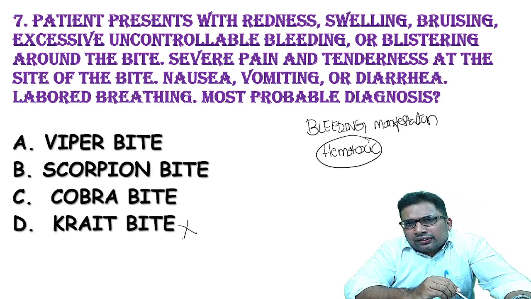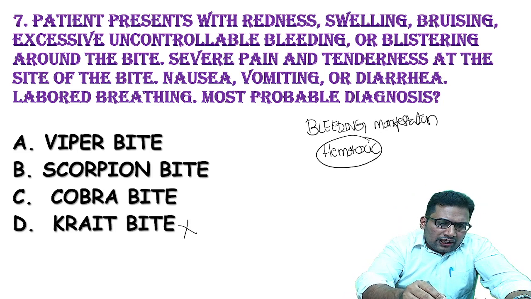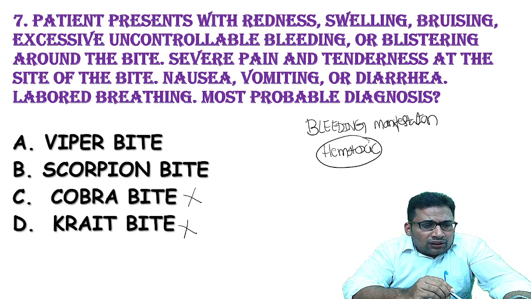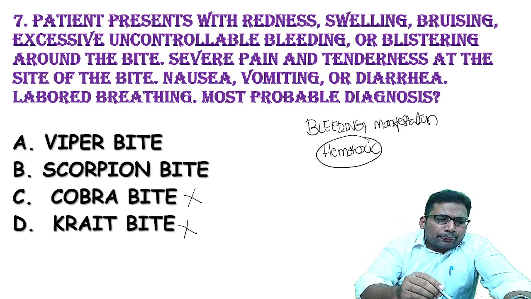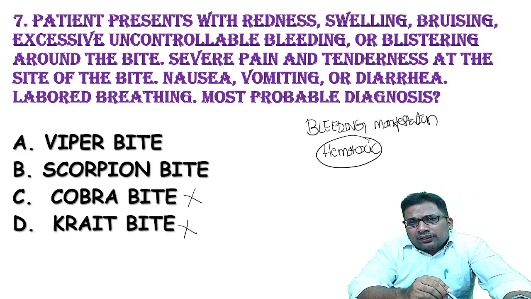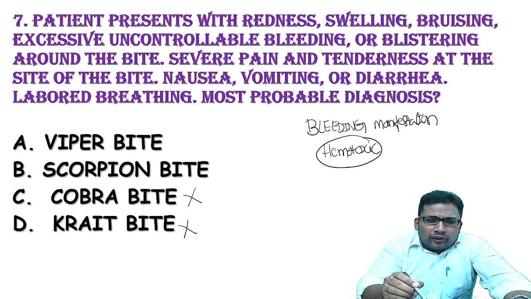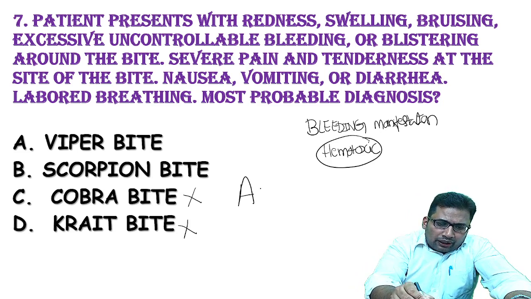Krait bite is painless. It resembles stroke. It is not cobra bite. Cobra bite presents with neurotoxic symptoms, ptosis and other features. Broken neck sign, all this in case of cobra bite. Scorpion bite and viper bite. So it all depends on the proper history which is given in the exam. If uncontrollable bleeding, redness, swelling, bruising, I'll go in favor of viper bite. So A is more than B.